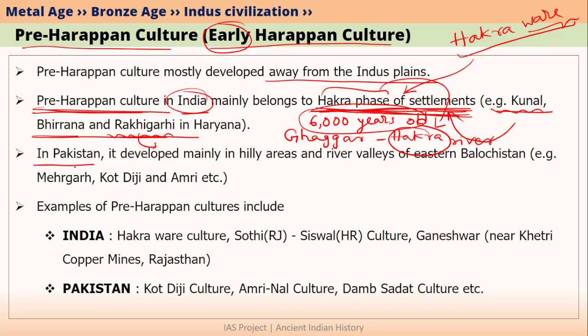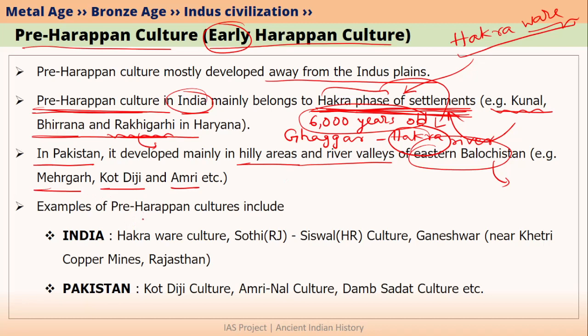If we talk about Pakistan, then pre-Harappan culture in Pakistan mainly developed around hilly areas as well as river valleys of eastern Balochistan. Balochistan, we know, is a province in Pakistan. Examples of pre-Harappan culture sites in Pakistan are Mehrgarh, Kot Diji and Amri.